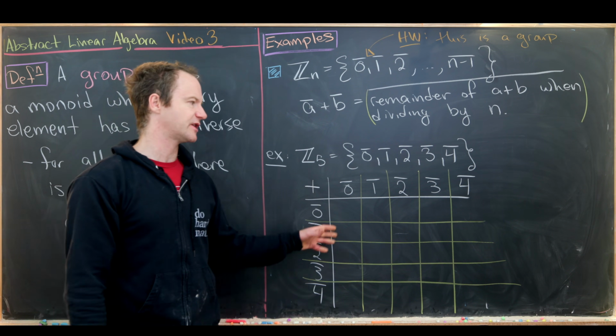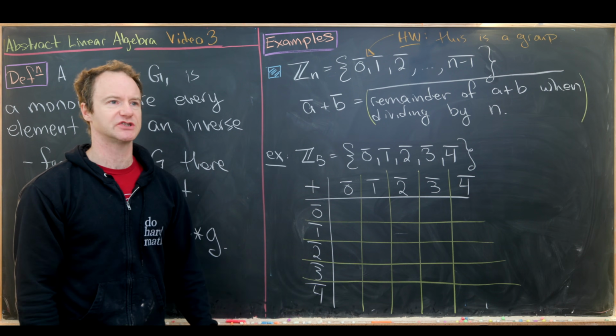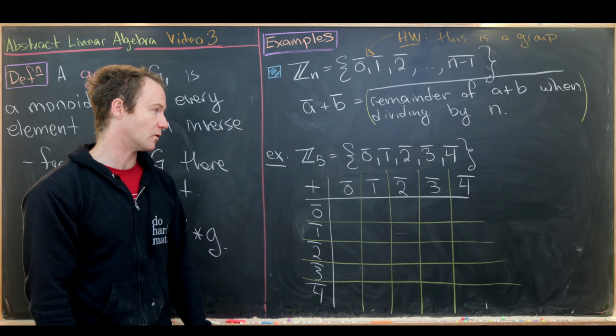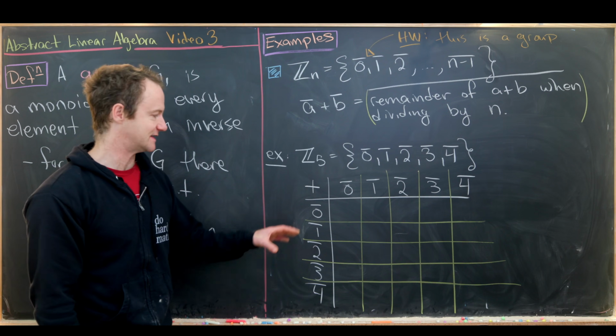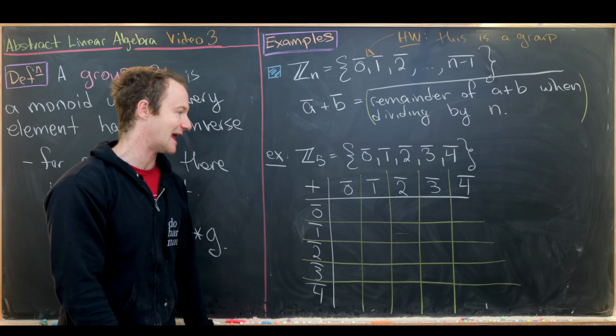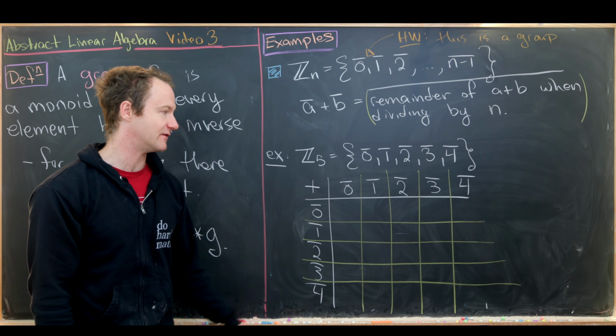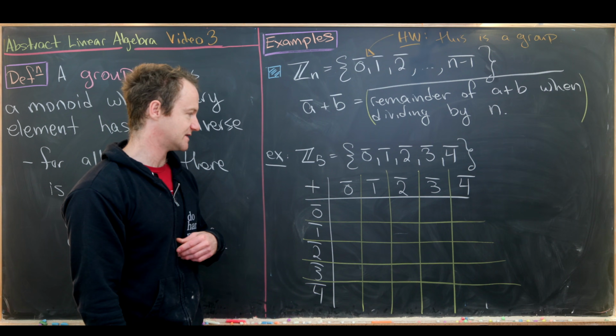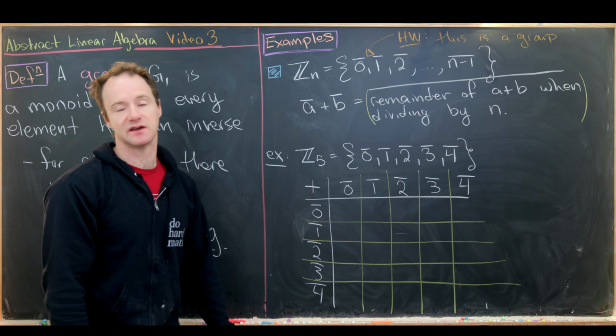And anytime you look at some sort of multiplication or addition or really operation table for the elements of a group, that's called a Cayley table. So what we're making is a Cayley table for the group Z5. We want to look at all of the ways to add elements of Z5.